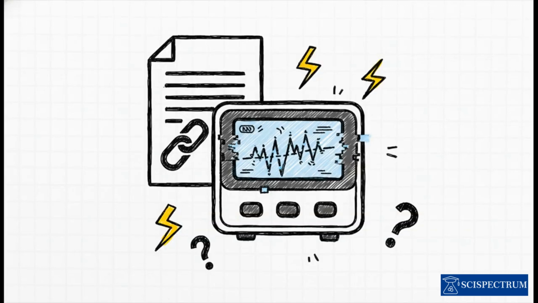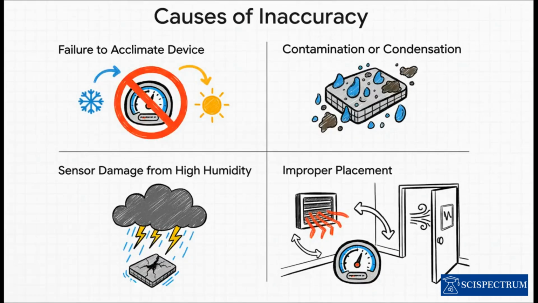Okay, let's get specific then. What are the most common mistakes that lead directly to those wonky humidity readings we were talking about at the start? Well, there are a few usual suspects. A huge one is just not letting the device acclimate before you take a reading. If you move it from a cold room to a warm one, it needs time to stabilize. Another is exposure. Any kind of contamination or condensation on that sensor will throw the reading way off. The sensors can also get damaged from being exposed to really high humidity for too long. And finally, improper placement is a massive factor. If you stick it right next to a vent, a door, or a heat source, you're just getting a reading of that little microenvironment, not the whole room.